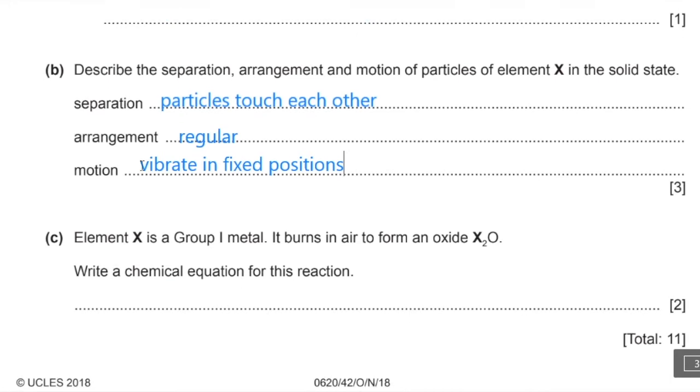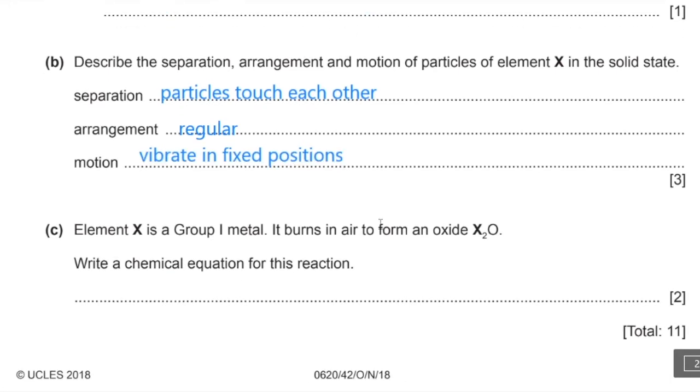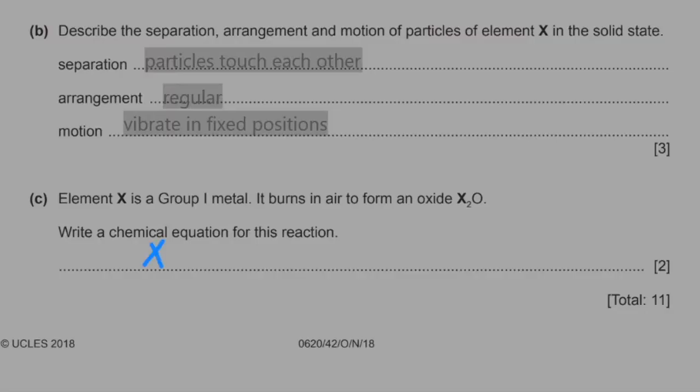C. Element X is a group 1 metal. It burns in air to form an oxide X2O. Write a chemical equation for this reaction, so you're supposed to be writing it in terms of X. Right, so you have element X reacting with oxygen to form X oxide. And you need to balance out the number of oxygen on both sides, which gives you 4 atoms of element X on the reactant side.